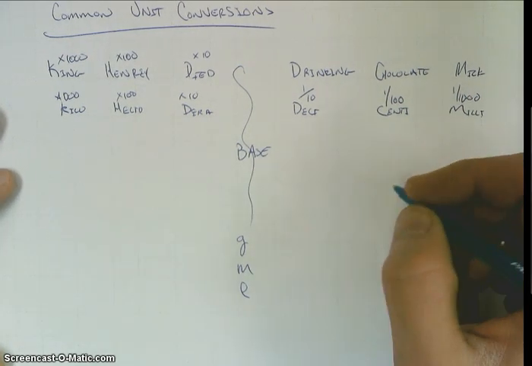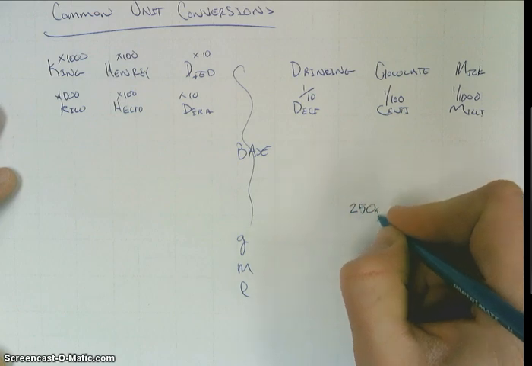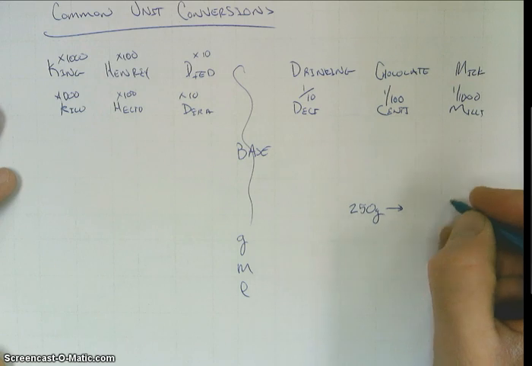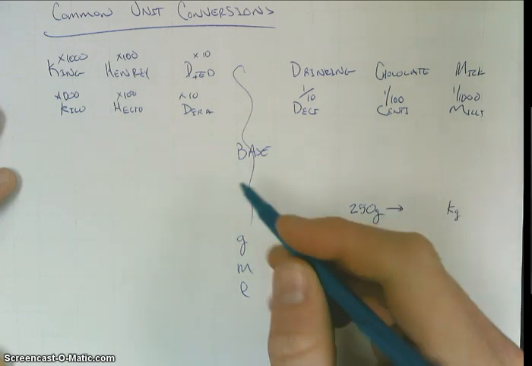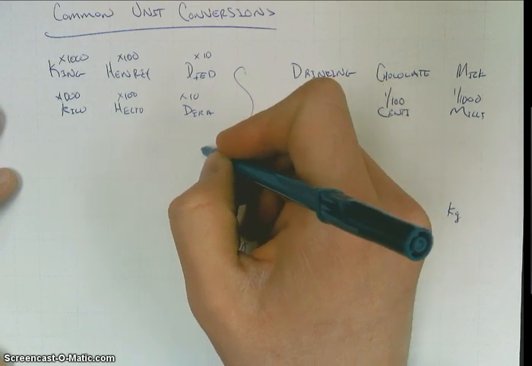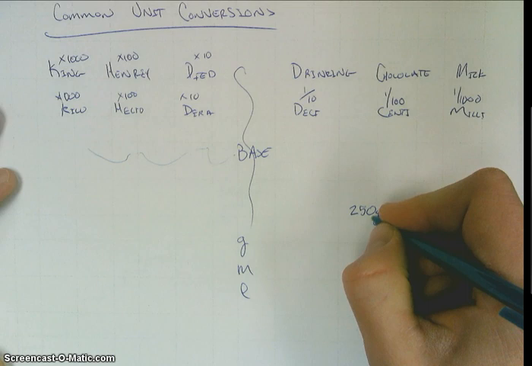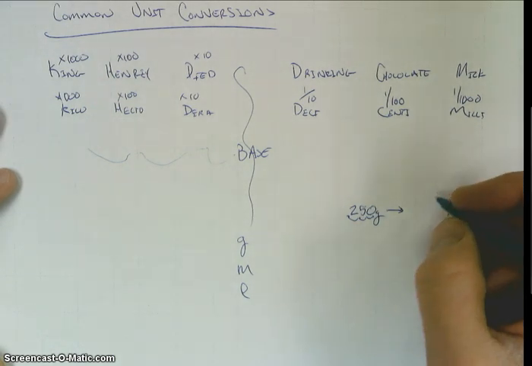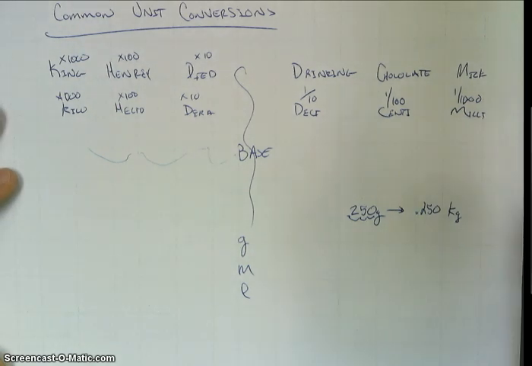For example, if I'm in lab and I measure, let's say 250 grams, okay, in physics we don't use grams very often, we need kilograms. So if I'm going to go from grams to kilograms, I'm going to move from my base 1, 2, 3 decimal places over. So I'm going to go ahead and do that here. 1, 2, 3. So if I'm going to go from 250 grams, I should have 0.250 kilograms.